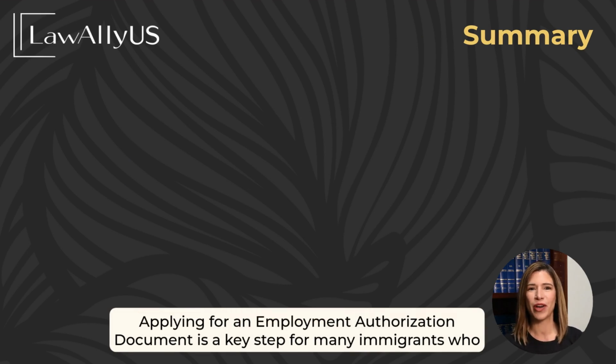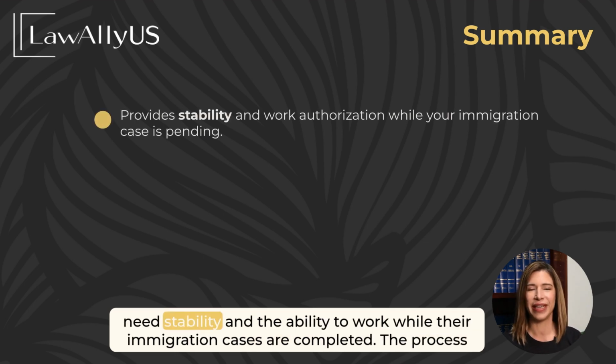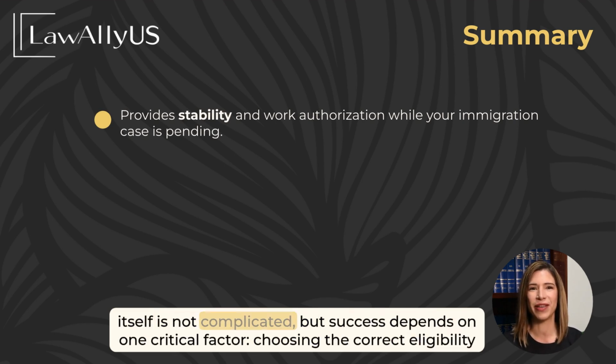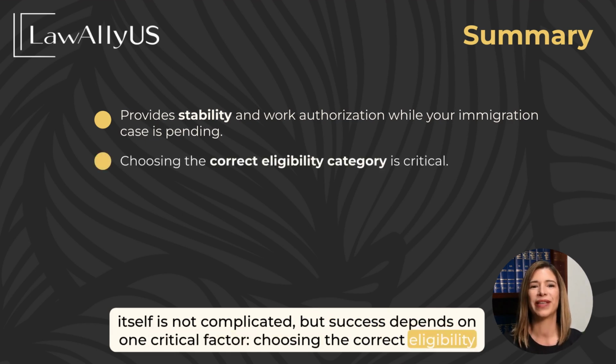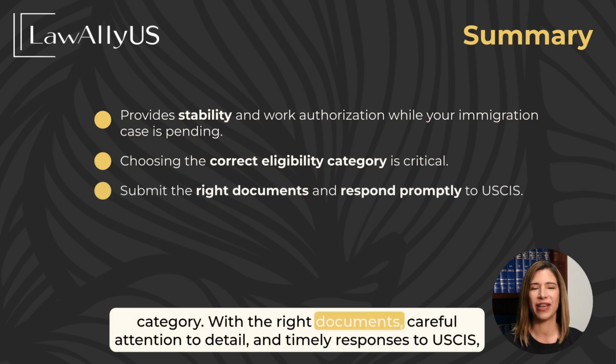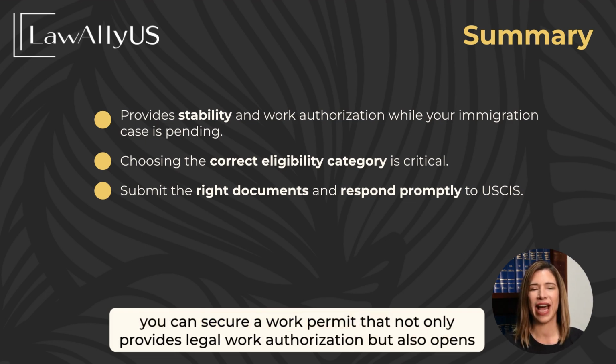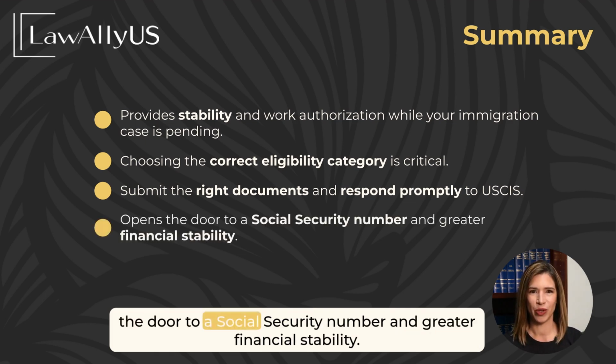Applying for an employment authorization document is a key step for many immigrants who need stability and the ability to work while their immigration cases are completed. The process itself is not complicated, but success depends on one critical factor: choosing the correct eligibility category. With the right documents, careful attention to detail, and timely responses to USCIS, you can secure a work permit that not only provides legal work authorization, but also opens the door to a Social Security number and greater financial stability.